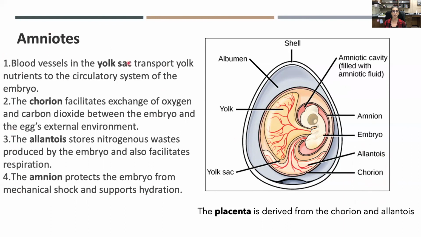So first, let's talk about the yolk sac. Blood vessels in the yolk sac transport yolk nutrients to the circulatory system of the embryo. Then we have the chorion, which facilitates the exchange of oxygen and carbon dioxide between the embryo and the egg's external environment. The allantois stores waste that's produced by the embryo and facilitates respiration. So that's this here. And finally, the amnion protects the embryo from mechanical shock, so being jostled around, it's kind of like a shock absorber, and it supports hydration of the embryo.